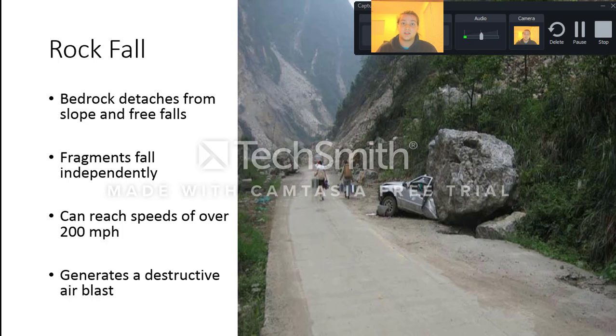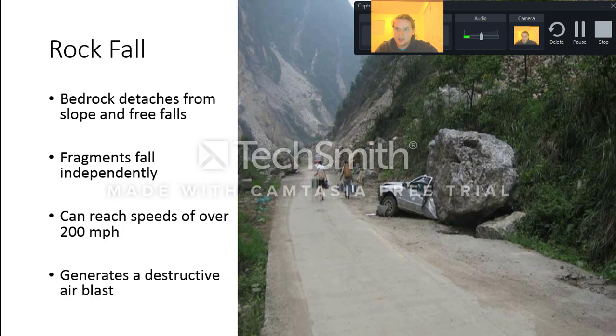Now, the first mechanism to be discussed here is the fastest mechanism associated with mass wasting events. This is the fall. Now, during a fall, earth materials, typically bedrock, become detached from their unstable slope and tend to free fall down to the lowest point of elevation. Now, this can be very, very destructive. The impact of these materials hitting the ground at over 200 miles an hour is intense in and of itself, but most of the destruction is actually caused by the air blast that is generated. Now, this air blast is generated from the displacement of air from underneath the fragment as it hits the ground.